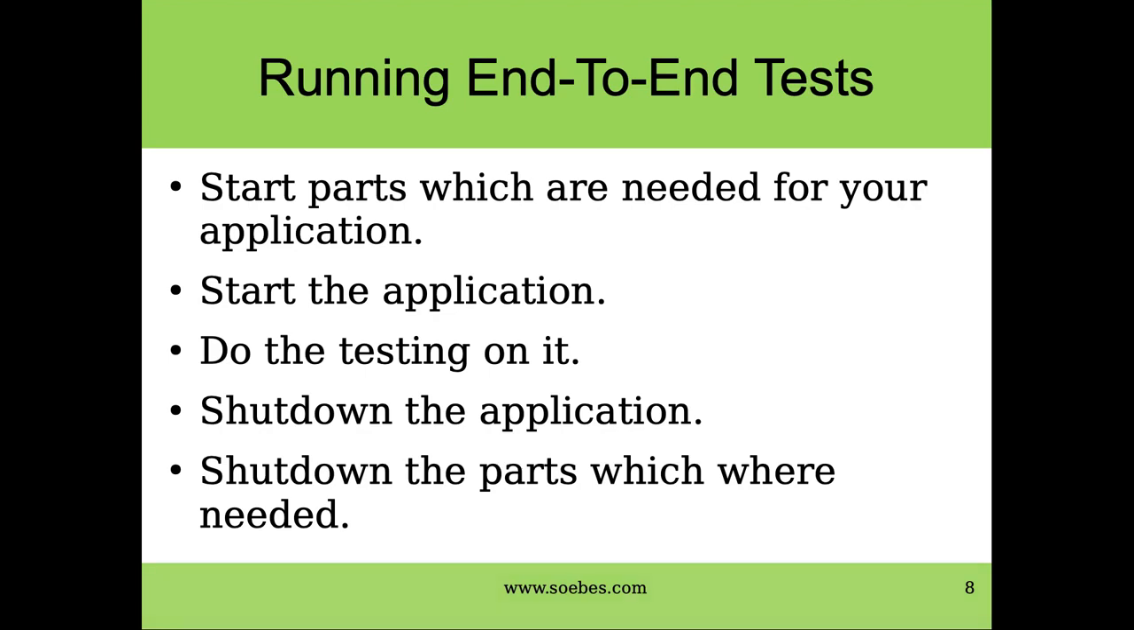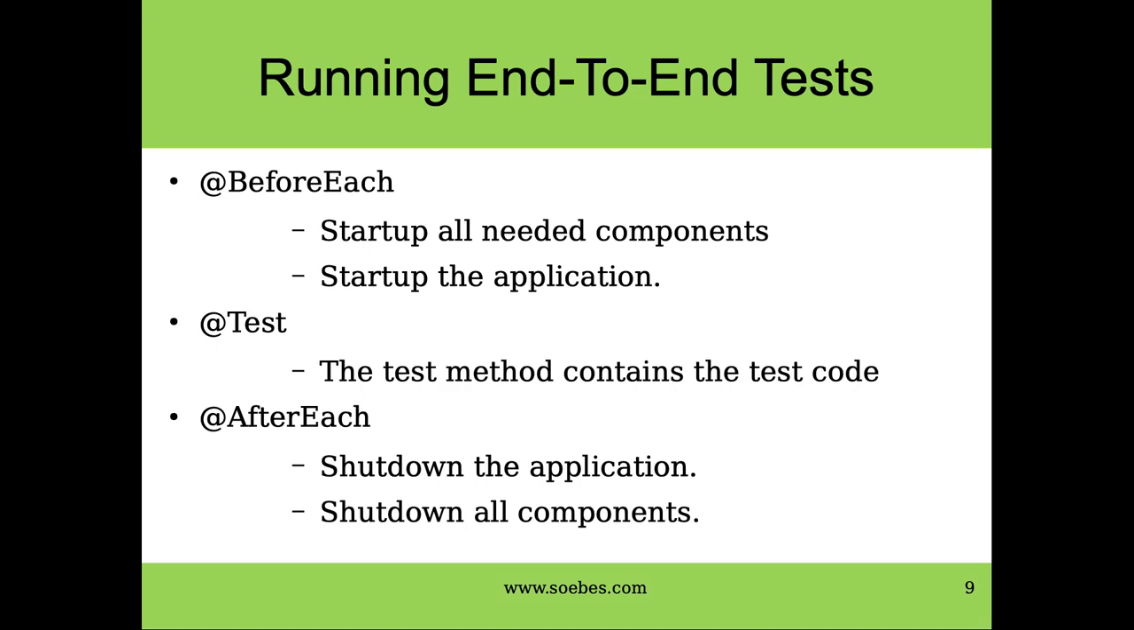Okay, now let us translate these steps into real annotations which are used by JUnit Jupiter. You see the part before each. We need to start up all the components, start up the application, then do the test in the real test method, which is annotated via @Test, of course. Then after each, we have to shut down the application and shut down all the components we have.